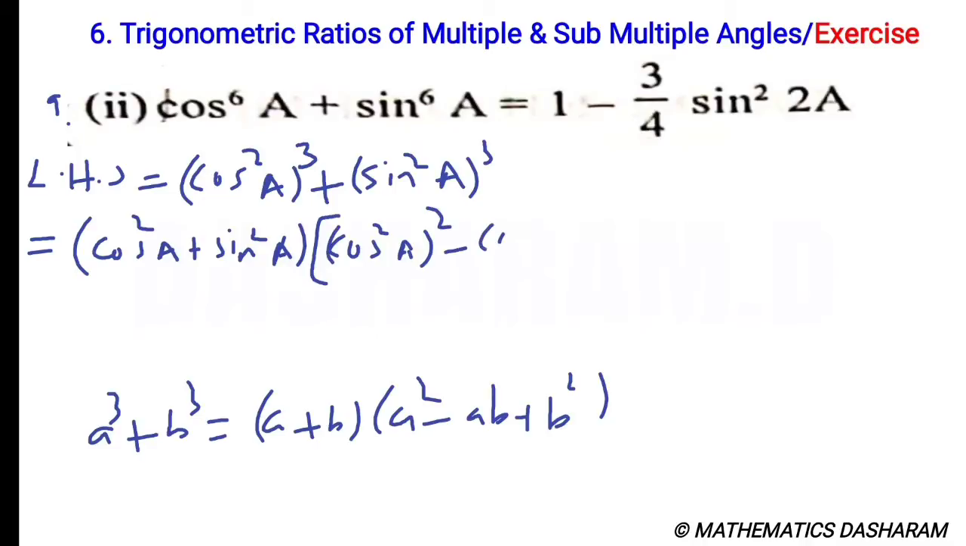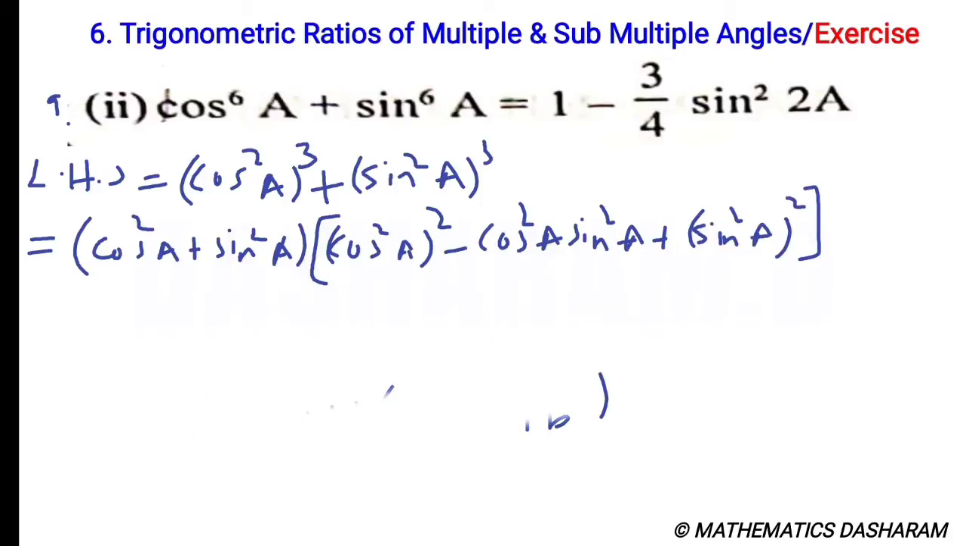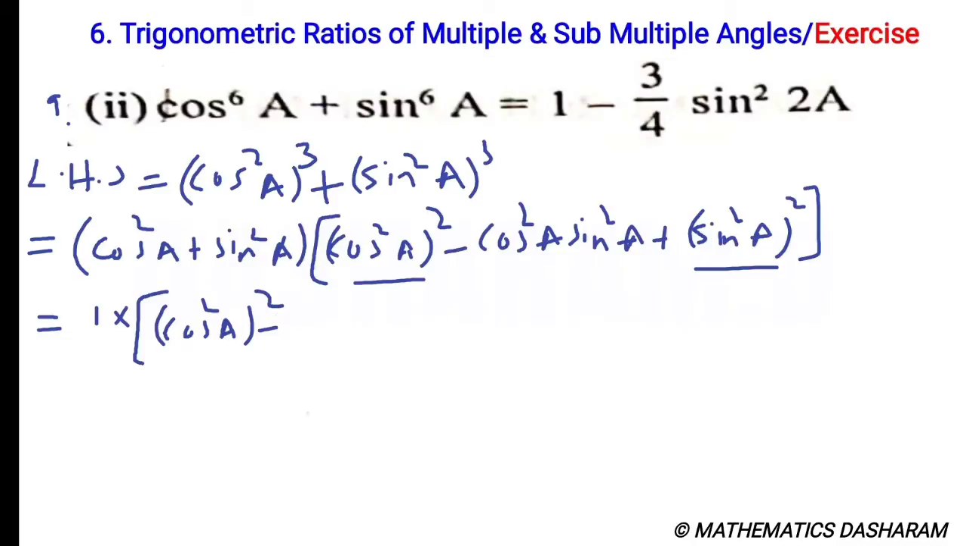Next, minus cos square a into sin square a plus b square sin square a whole square. So now cos square a plus sin square a is one of the identities, so its answer is 1 into, now observe carefully, a square plus b square. Next we required 2ab. So that is why cos square a whole square plus sin square a whole square.